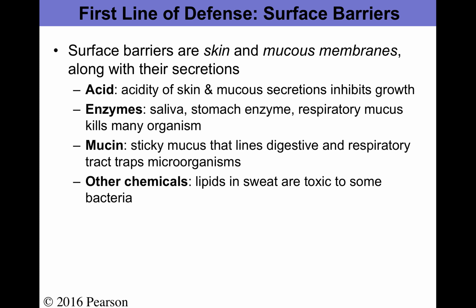We have mucin, which is a very thick lining within your digestive and respiratory system that traps many of the microorganisms and basically sends them to be destroyed by phagocytosis. And you also have other chemicals in your sweat that are considered to be toxic to many of the bacteria.